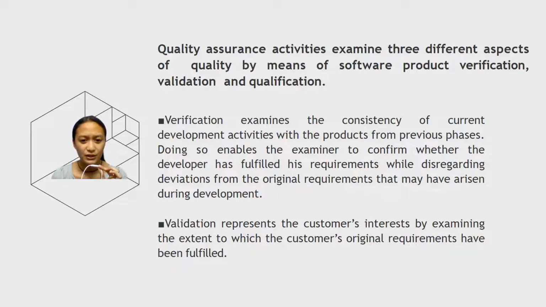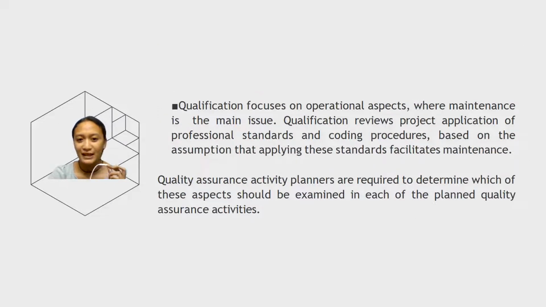Next is the validation. Validation represents the customer's interest by examining the extent to which the customer's original requirements have been fulfilled. And lastly is the qualification, which focuses on operational aspects, where maintenance is the main issue. Qualification reviews project application of professional standards and coding procedures, based on the assumption that applying these standards facilitates maintenance.